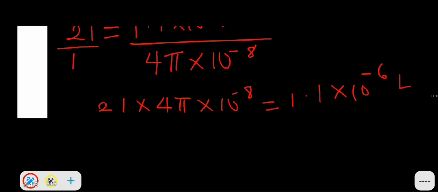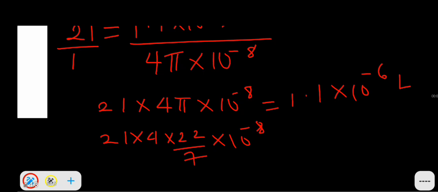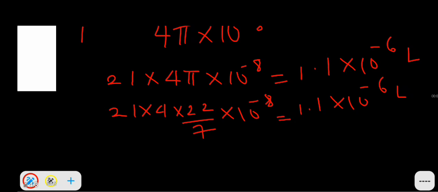Okay, so for the next step, let's simplify this left hand side. Don't forget pi is 22 over 7. So you can write 21 times 4 times 22 over 7 times 10 to the power minus 8 is equals to 1.1 times 10 to the power minus 6L. So you can cut from here, 7 here 1, 7 in 21, that will give you 3.